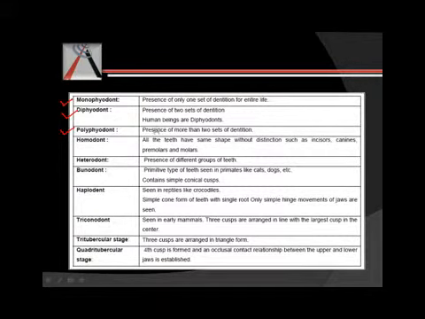Then we have polyphyodont. Polyphyodont indicates presence of more than two sets of dentition, typically seen in rodents, rats, wherein one set of teeth sheds, another set comes, then that sheds, then the next set comes, and so on and so forth. Then we have homodont. If you see these prefixes, they are very indicative of the meaning of the term. We have homodont. Homo means same. And here all the teeth have the same shape. So you do not have incisors, canines or something. They all have the same shape.